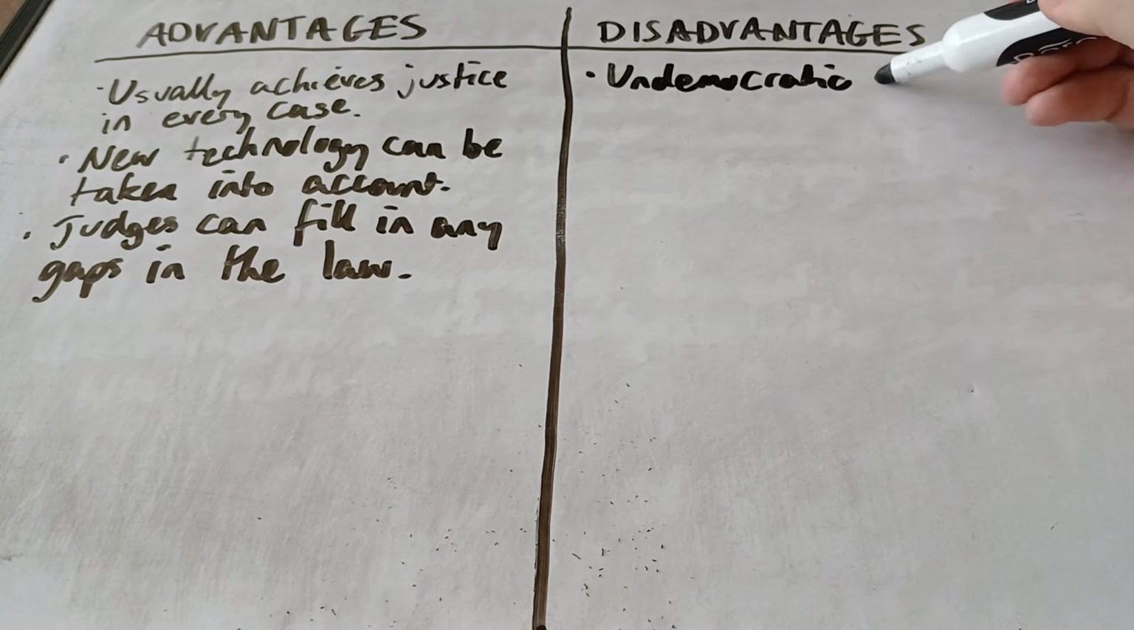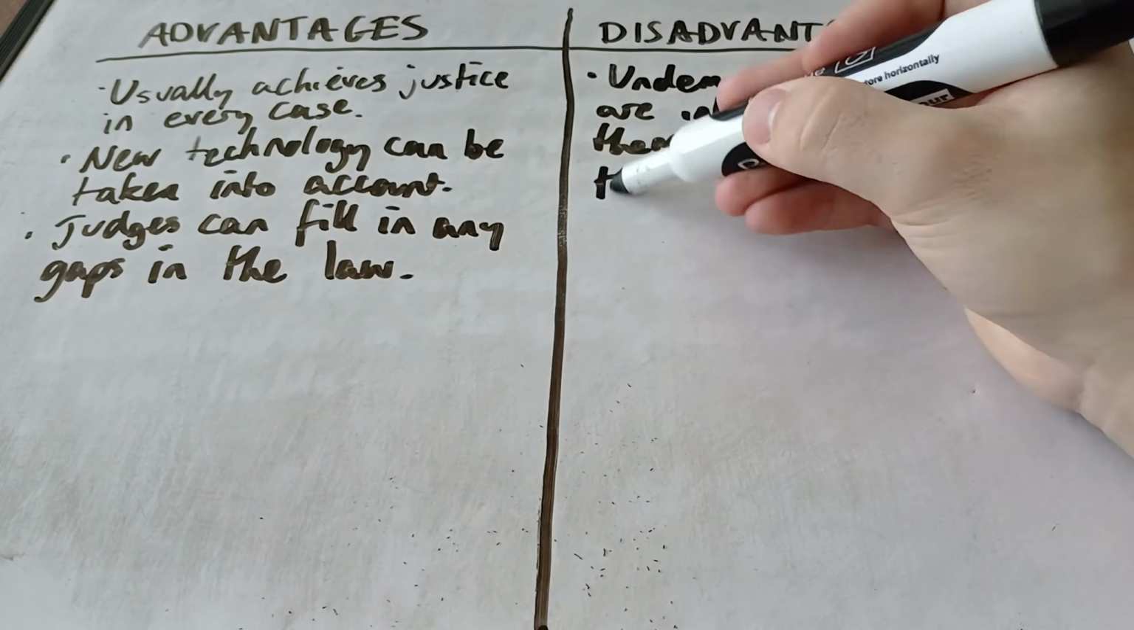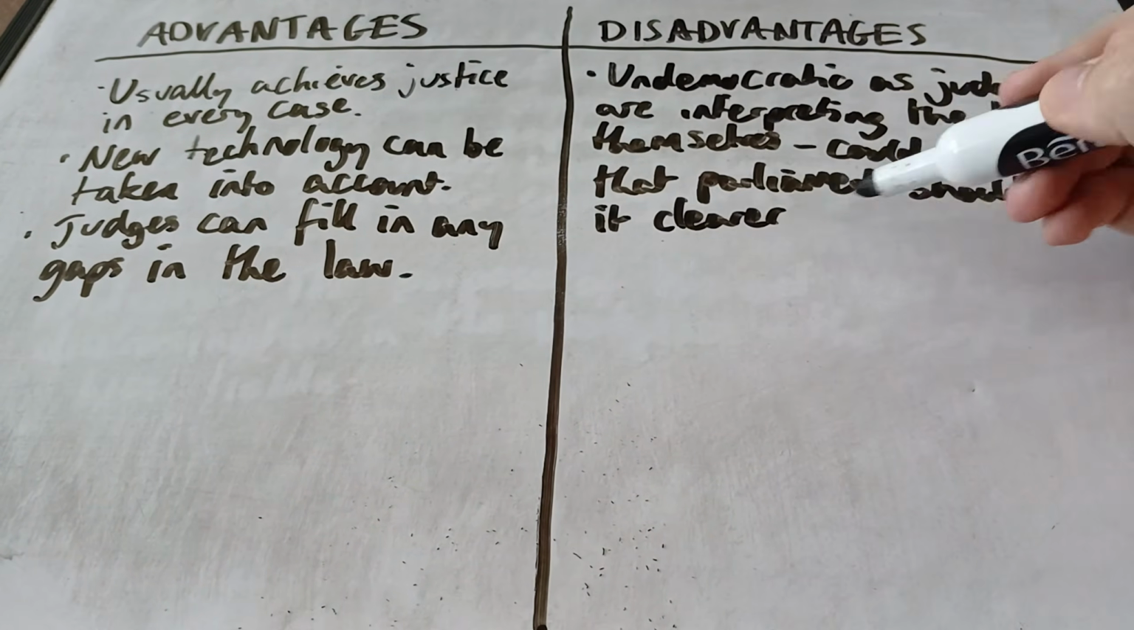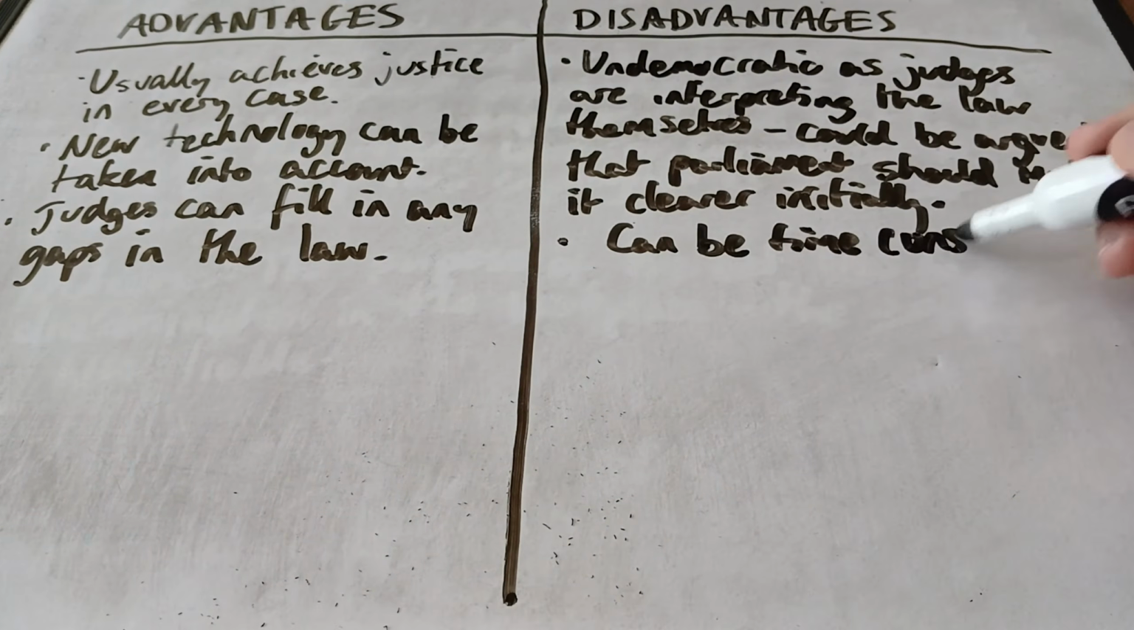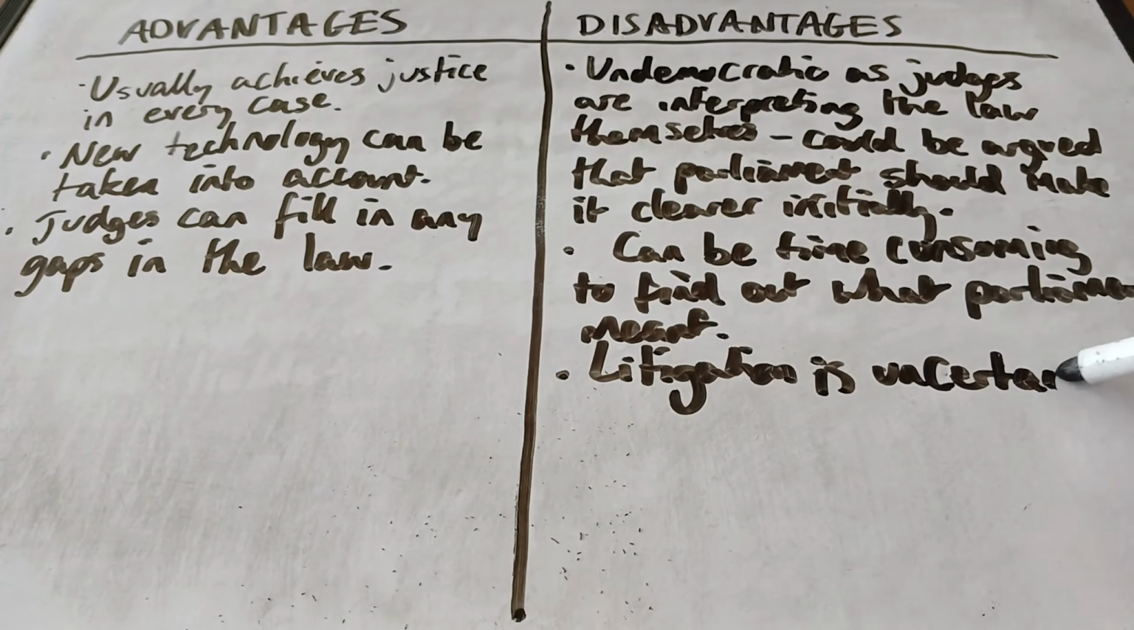And then some disadvantages. It's undemocratic as judges are interpreting law themselves. However, it could be argued that Parliament should make it clearer in the first place. It can be time consuming to find what Parliament meant, and litigation is uncertain and expensive.